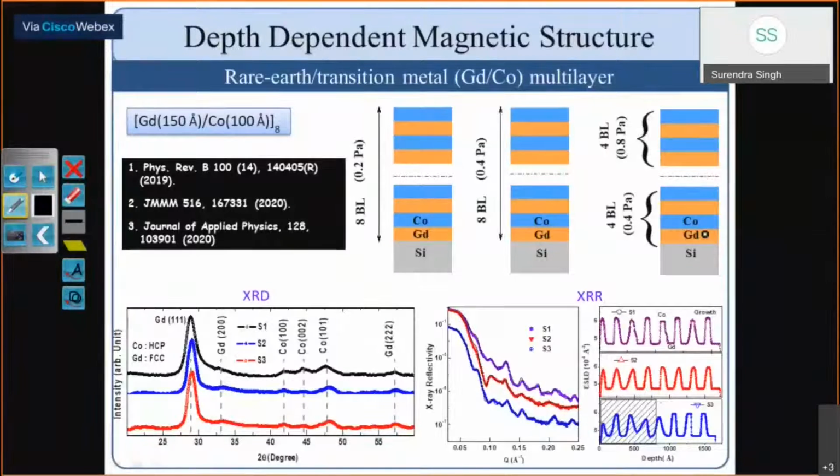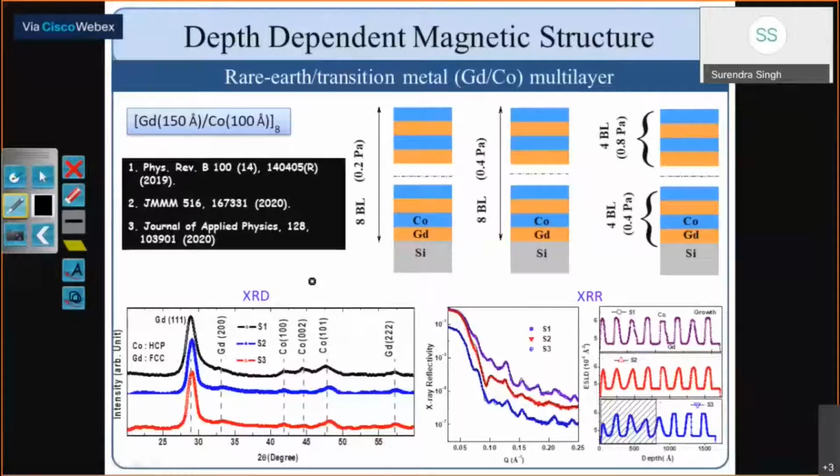We grew these two in a single film because we know that when we grow the same thing in another film, the environment itself can change the interface property, but we don't want that. So we have grown this aperiodic multilayer kind of system. We have kept the thickness constant for all these systems. The thickness for Gd and cobalt is fixed for the 3 samples. Only the growth parameter was varied.